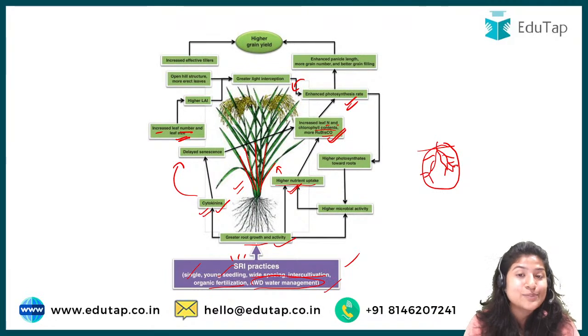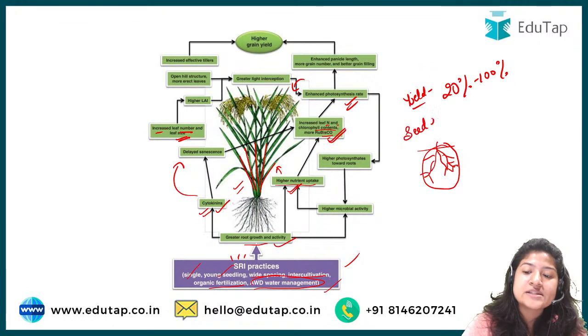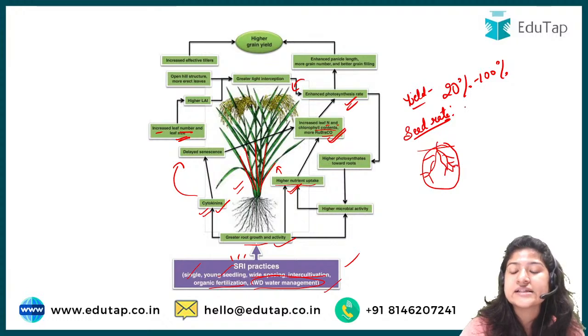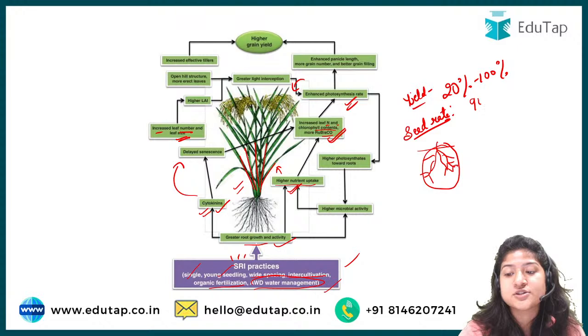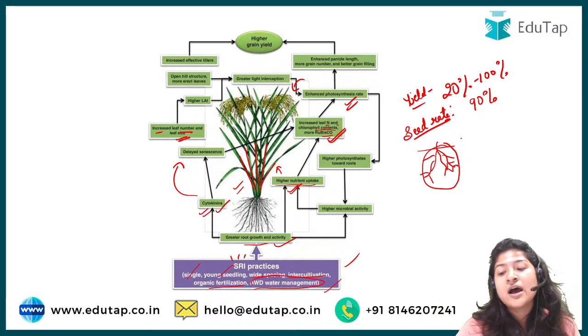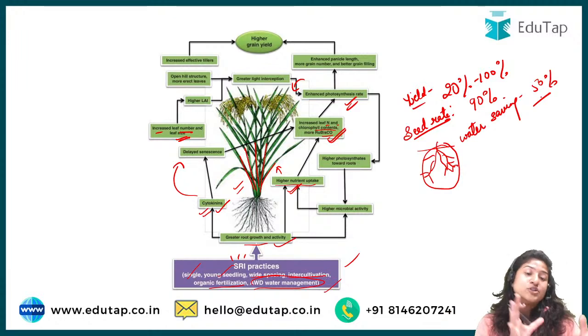And you know, even in this particular method, it is observed that the yield has increased by 20% to 100%. If we go for seed rate, seed rate is basically the seed that you sow in the field for cultivation. It is decreased by 90%. So the seed rate that you use for the traditional method, in this particular method, will be reduced to 90%. And then water saving is said to be 50%. Whatever water you use for the traditional method, 50% of it will be consumed in this method. And that is what the SRI practice is all about.